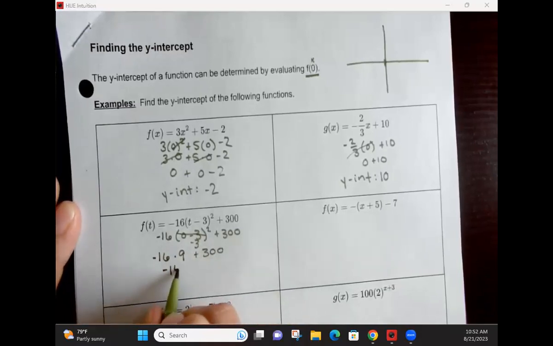So this would be -144, and a y-intercept then of 156.